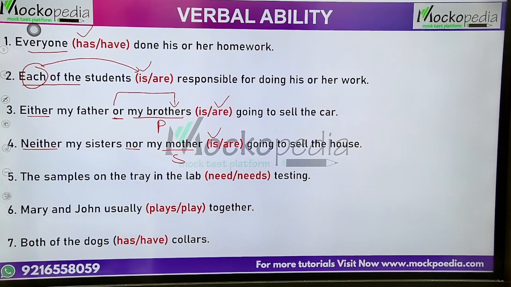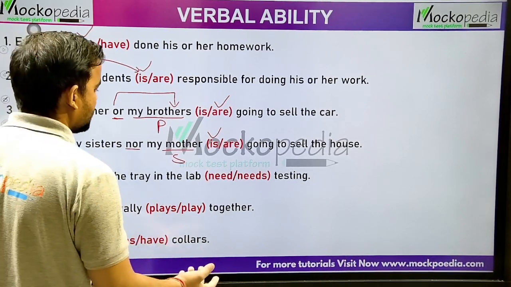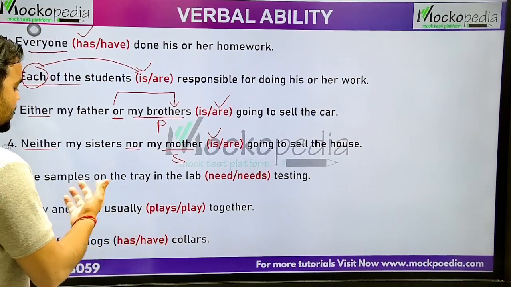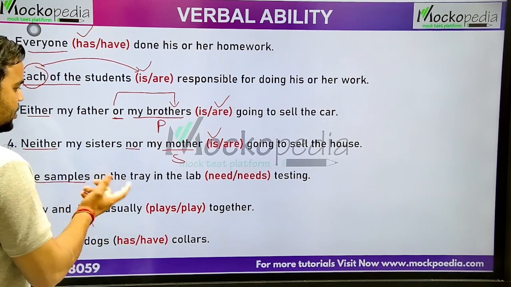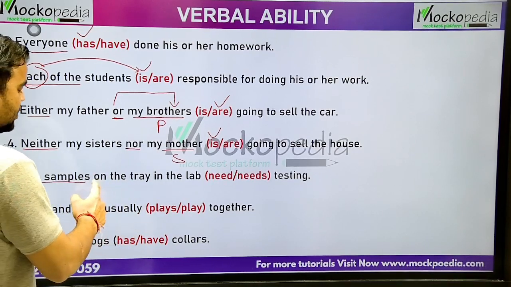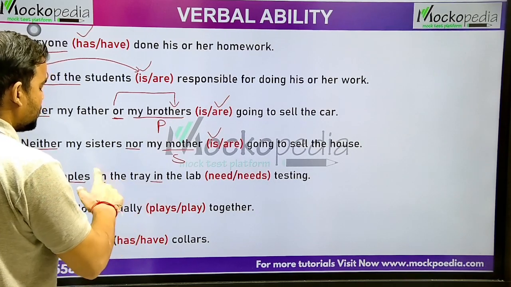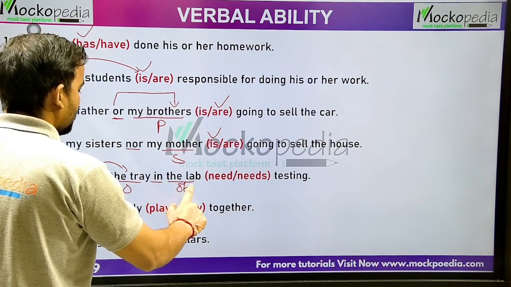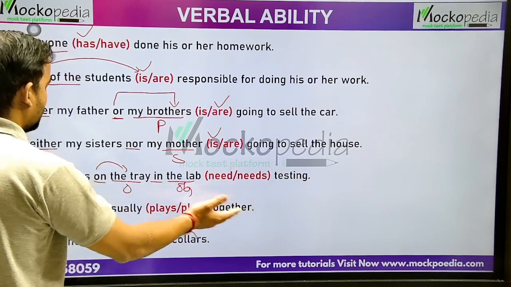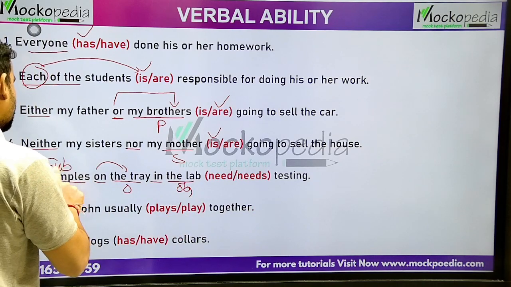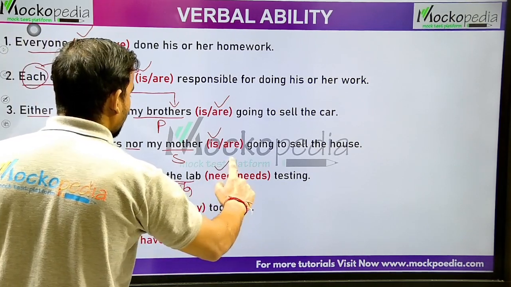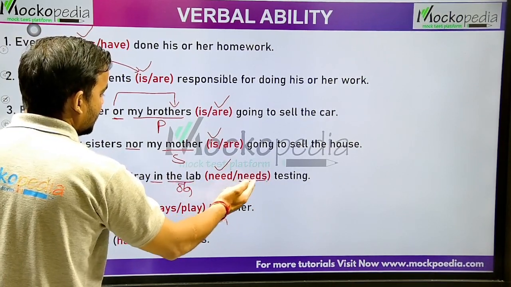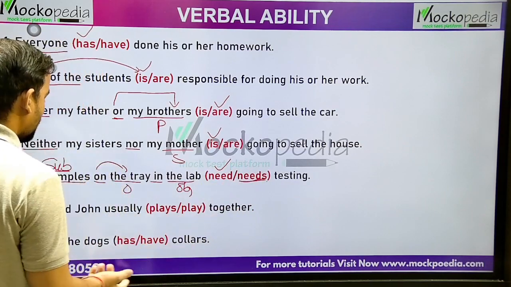The samples on the tray in the lab need or needs testing. So who requires testing, and what requires testing? Samples, tray, or lab? Of course, samples. This is the first way. The second way is that on and in are prepositions, and after a preposition we have an object, and an object cannot be the subject of the verb. So the subject we have is samples, and it is plural, and with samples we write need, because in the topic verb we did that needs is the singular form, need is the plural form of the verb.